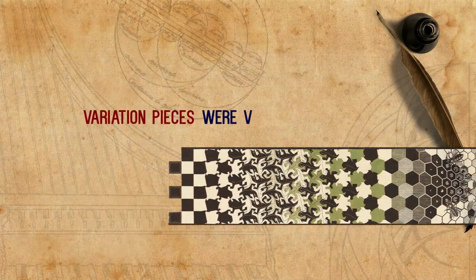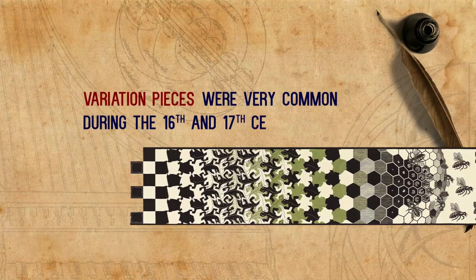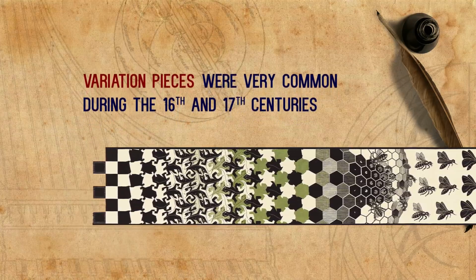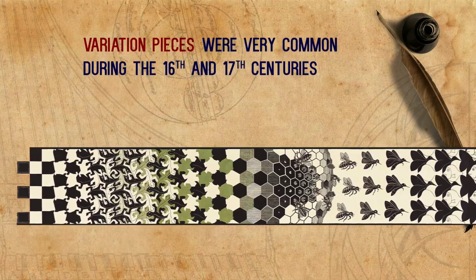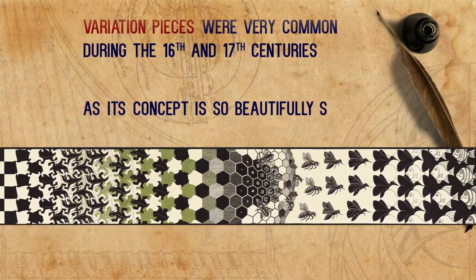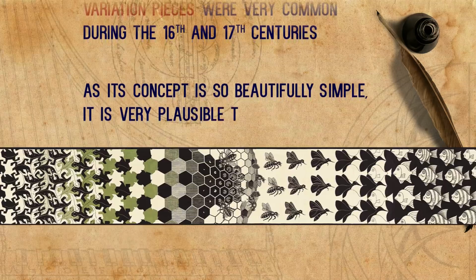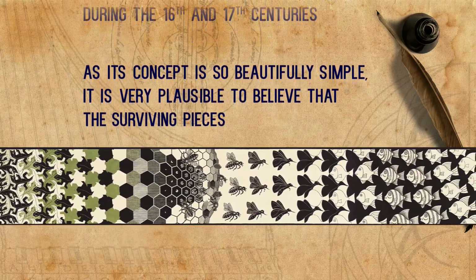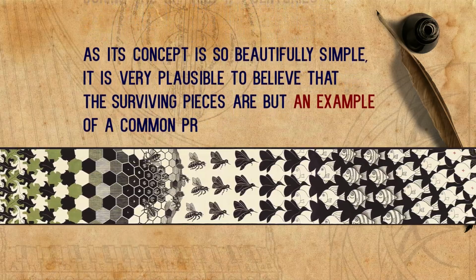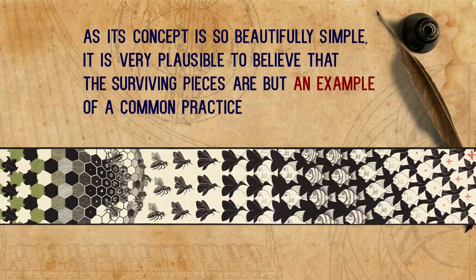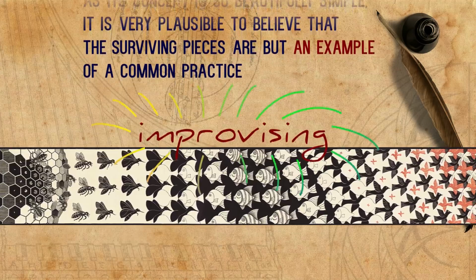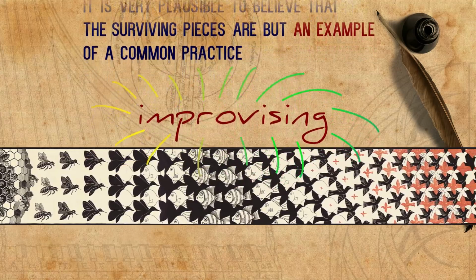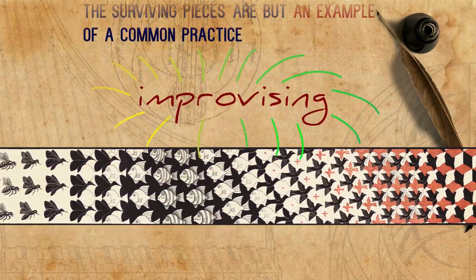Variation pieces were very common during the 16th and 17th centuries, and in fact remained a common musical form more or less until today. As its concept is so beautifully simple, it is very plausible to believe that the surviving pieces are but an example of a common practice, where musicians were making instrumental renditions of songs or dances, that is, improvising, according to the needs of the moment and their technical level.